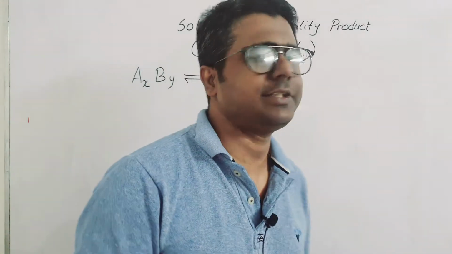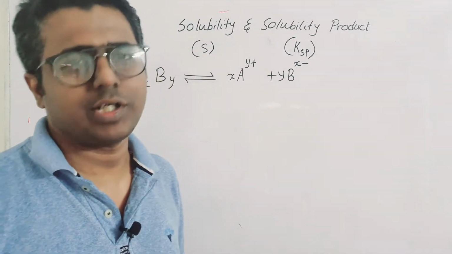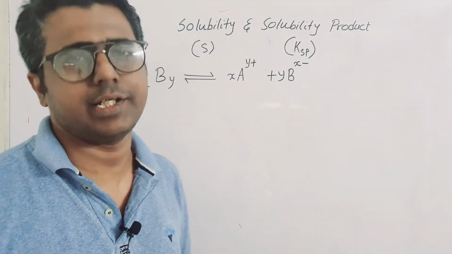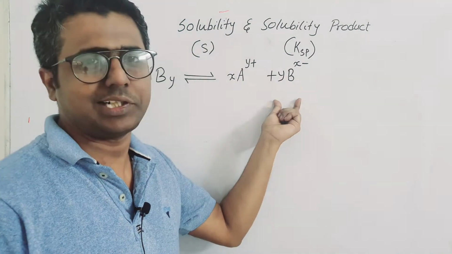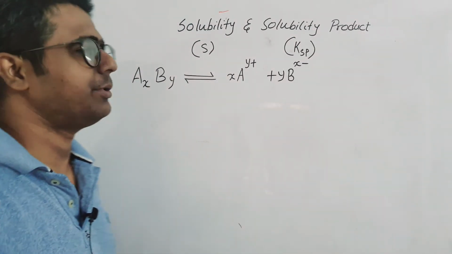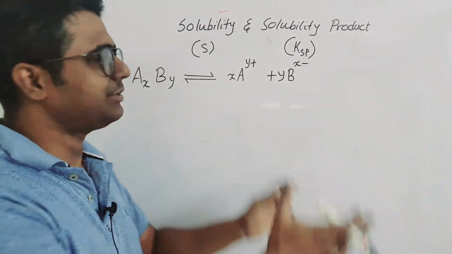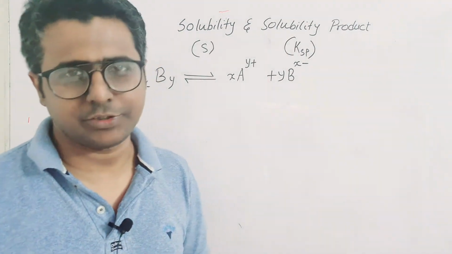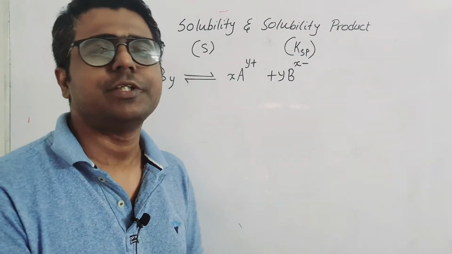So what is solubility? Solubility is when a salt dissociates into its ions inside water, right? Dissociates into free ions inside water. So these are the free ions in which it is dissociating. Okay? So this is the salt. Definitely we are talking about a sparingly soluble salt. That means all this salt has not dissociated. A little part has dissociated.